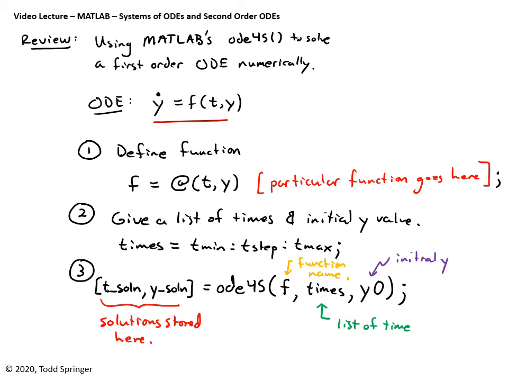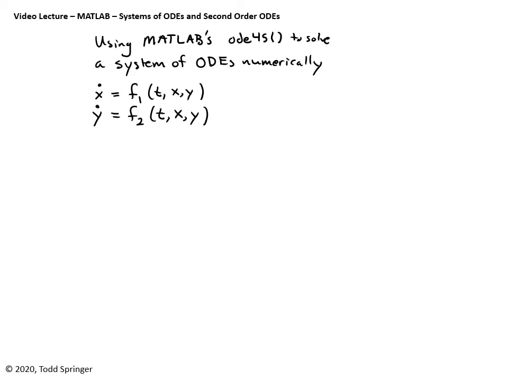So now what I want to do is talk about how we adapt this, or how we use this if I have a system of 2 equations. How do we use ODE45 to solve a system of 2 ODEs, or 3 or 4 numerically? So here's my system of ODEs. I've got 2 functions, f1 and f2. To understand the way MATLAB works, you have to start thinking in terms of matrices or vectors. So what I'm going to do is write the system in vector form.